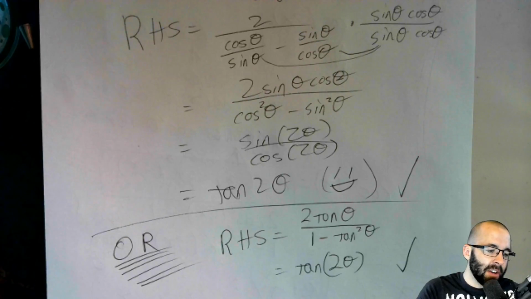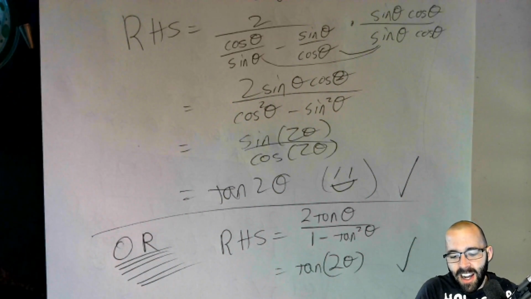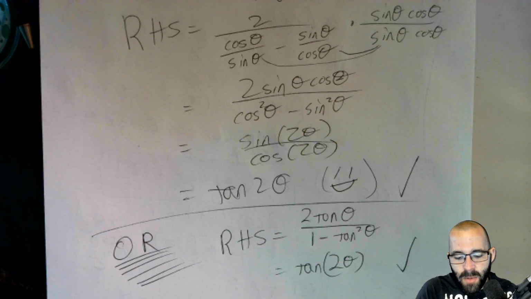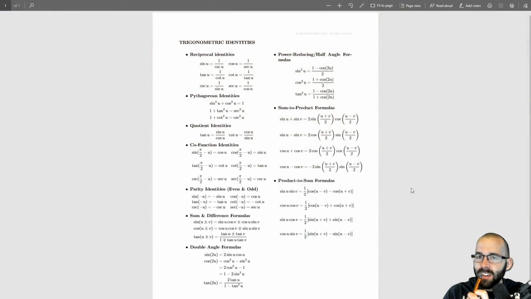All right. So we could have also started with the left-hand side. Again, options galore. I love these verifying problems. Anyway, that's pretty much it. Tomorrow we're going to start the reduction and the half-angle identities, which again, spoilers, are the same identity.